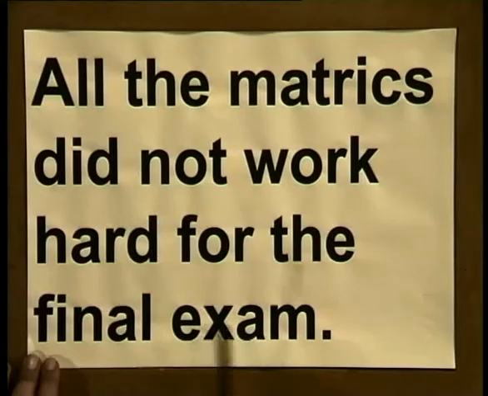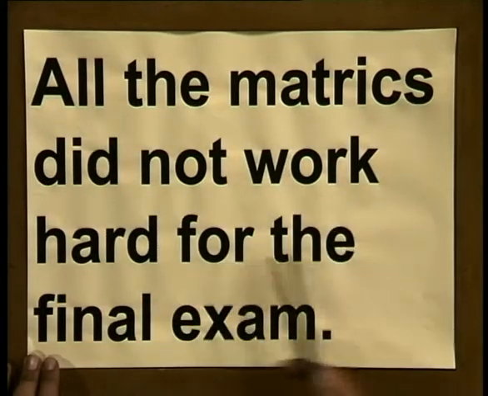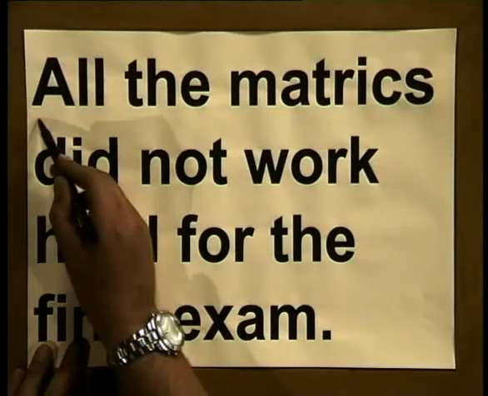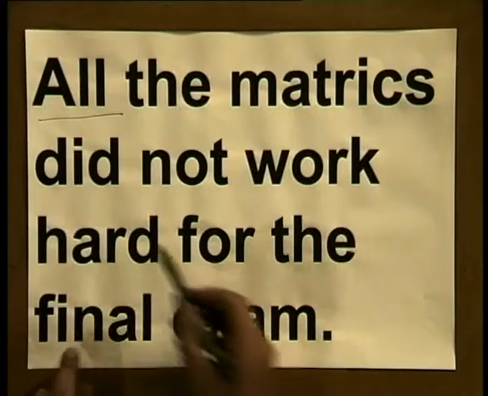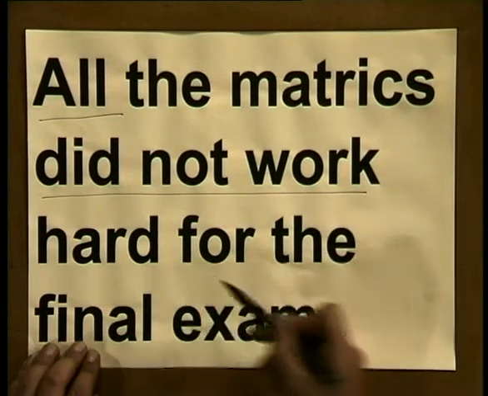Read this with me. All the matrics did not work hard for the exam. Now, the moment you look at that, you're going to understand that this is an opinion. Someone has decided that all the matrics did not work hard for the exam. And your clue, right to begin with, is this word, all. Clearly, that's a generalization. And later, we'll be looking very closely at this kind of fallacy, this kind of error in argument. Then there's also this verb, did not work. Look here, did not work hard for the final exam.